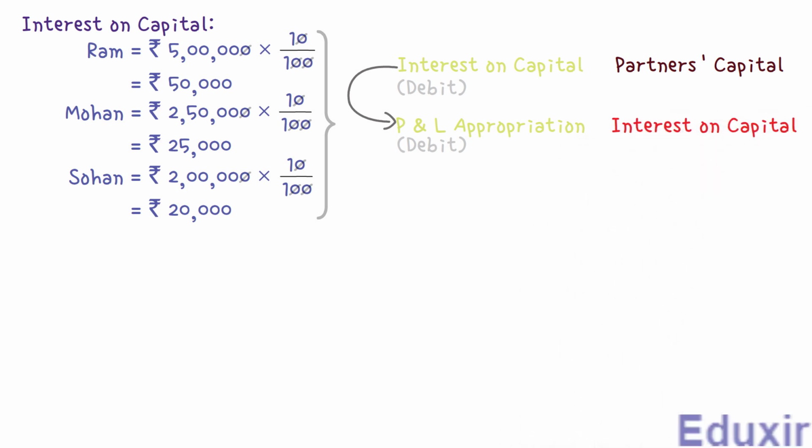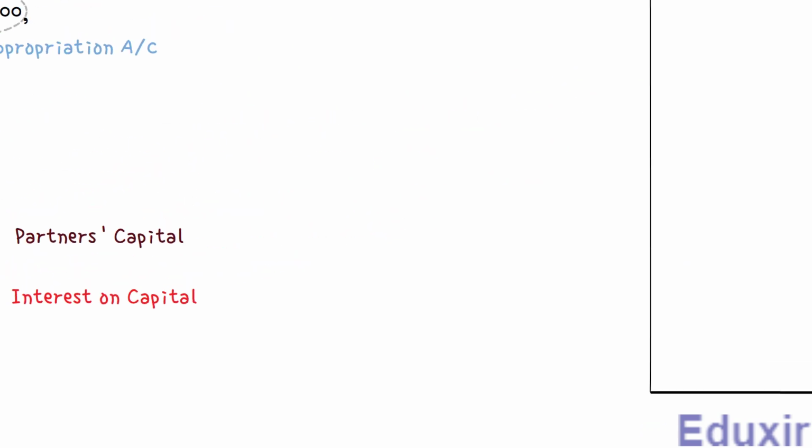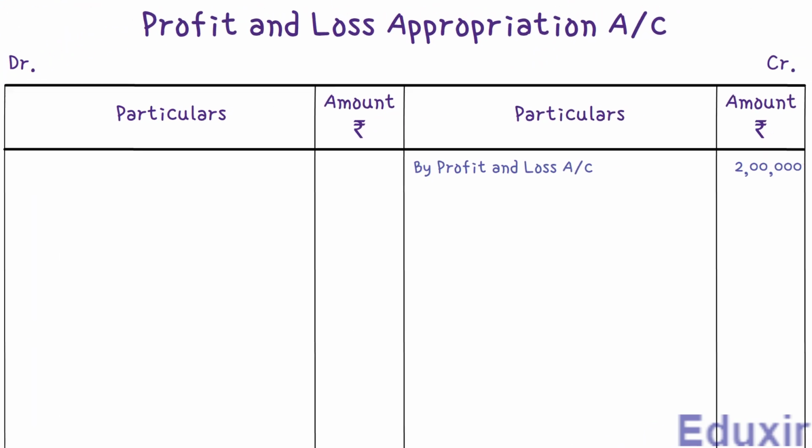Now, as we have already discussed, the preparation of the interest on capital account is not in the scope of this problem. So, let us leave out the interest on capital account related credit entry and let's directly post the profit and loss appropriation account related debit entry into the profit and loss appropriation account.